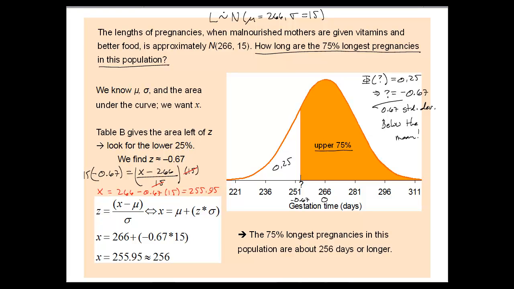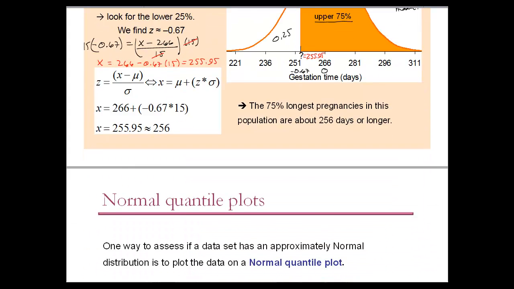You're going to have to be using some algebra to figure these out. Yes, we get 255.95. So that's what we're saying here. We're saying that this value is 255.95. And that is below the mean of 266, so that makes sense. So we have the area. What we want to do is work backward. So what we can conclude then is the 75% longest pregnancies in this population are 255.95, or about 256 days or longer. So again, working forward and backward with the normal table is going to be very important.